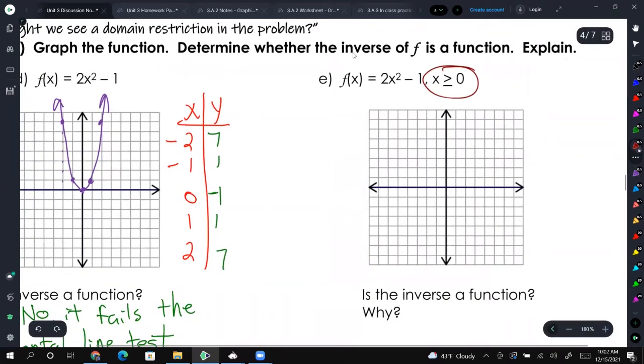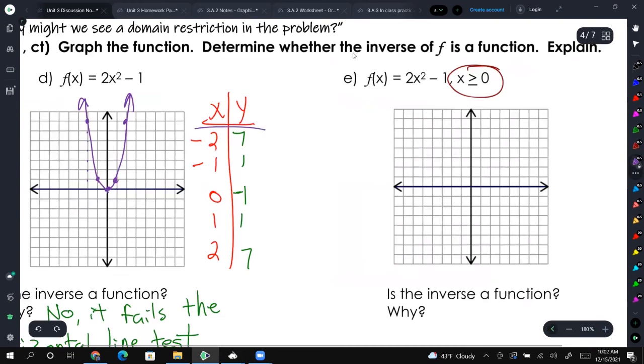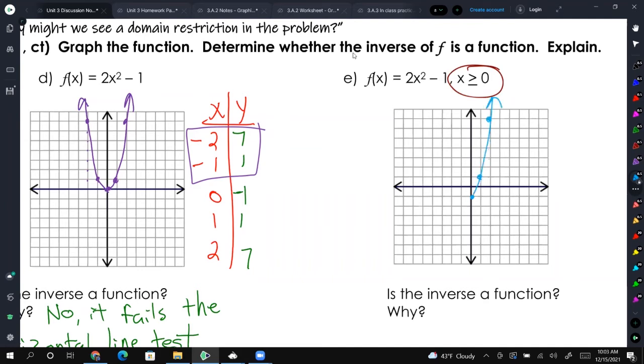So I'm going to look at my table, and in my table, I don't care about these values. So I'm going to plot (0, -1), (1, 1), and (2, 7). This is what my graph looks like now. Since I restricted the domain, I got rid of all my negative x values.